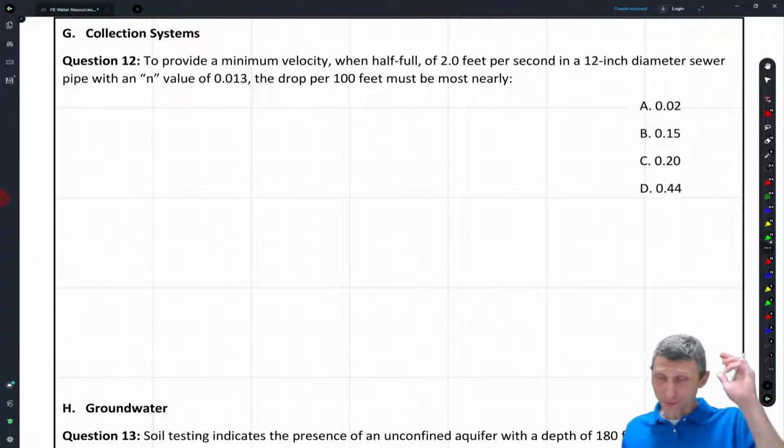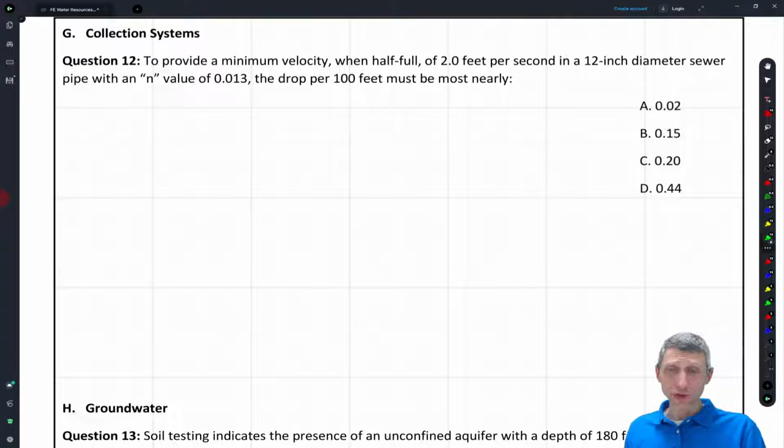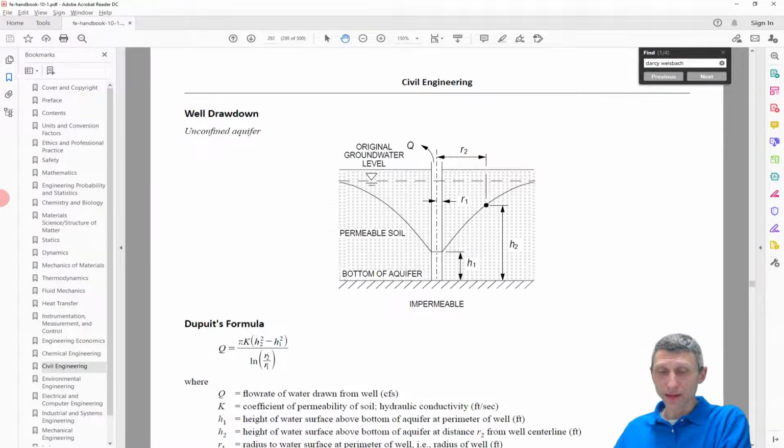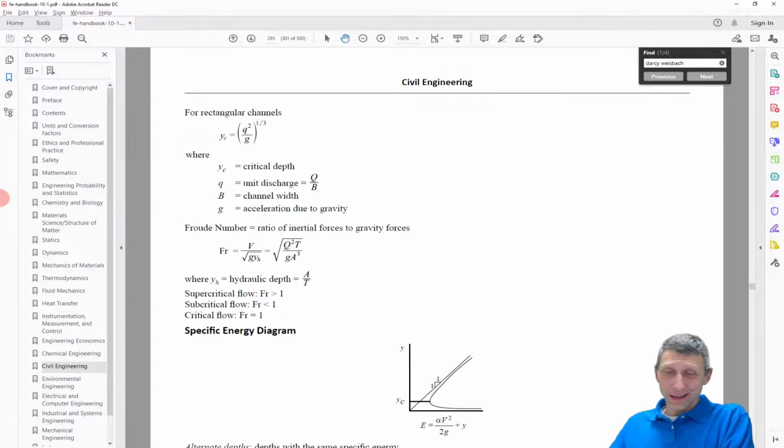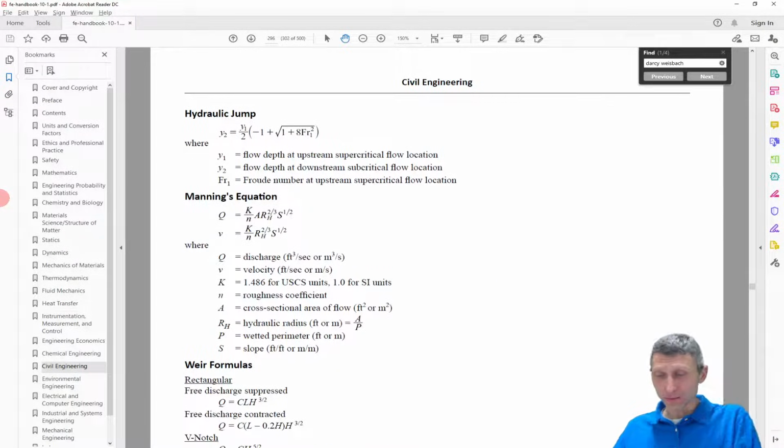But provide a minimum velocity when half full, 2 feet per second. A 12-inch diameter sewer pipe with an N value of 0.013. Drop per 100 feet must be most nearly. So this goes back to Manning's equation. We've used Manning's already. Honestly, this equation isn't much different, but here we have velocity instead of flow. So let's write down our Manning's equation and then see what we need to solve for and make sure that we can do it. Okay.